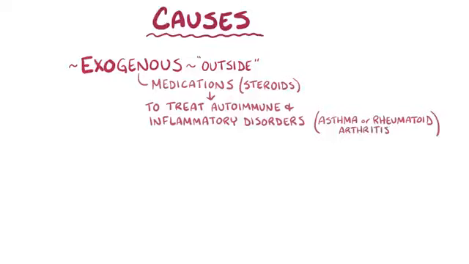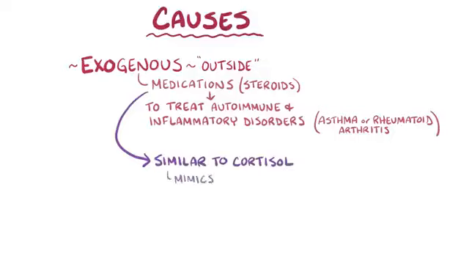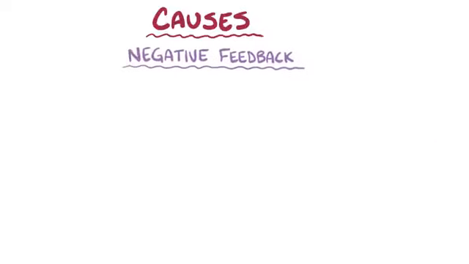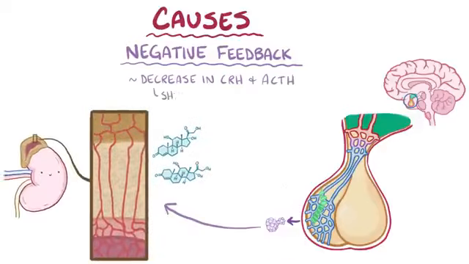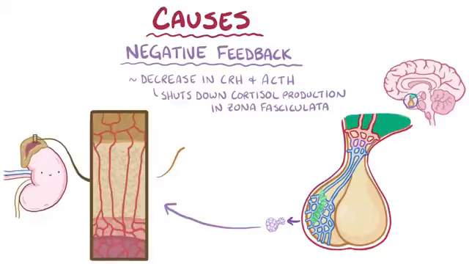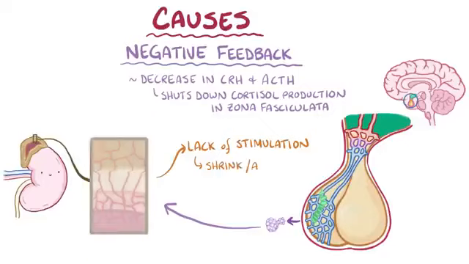That's because the molecular structure of exogenous steroid medication is so similar to cortisol that they mimic its actions on various tissues. In fact, exogenous steroid medication can also cause negative feedback on the hypothalamus and the pituitary gland. This causes a decrease in CRH and ACTH, which in turn shuts down cortisol production from the zona fasciculata. Over time, this lack of stimulation can cause the zona fasciculata to physically shrink or become atrophic.